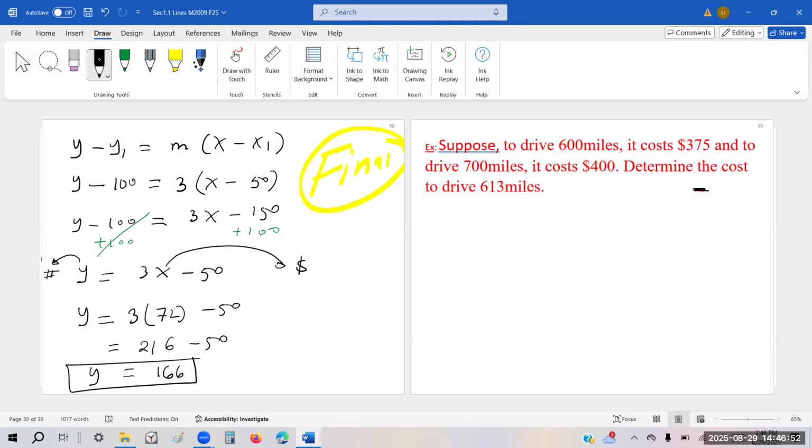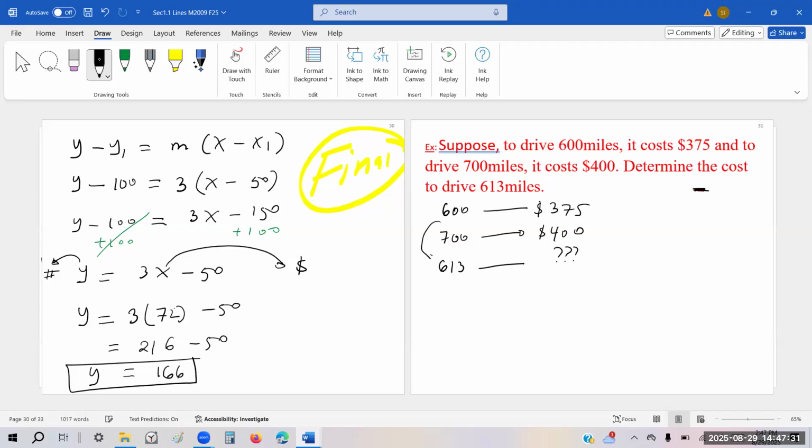So what information do we know? $600 takes $375, but 700 miles takes $400. We want to know how much money is needed when you have to drive 613 miles.